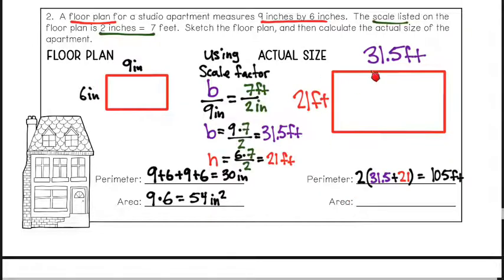Remember the area again, base times height. I go ahead and do 31.5 times 21, and I'm going to get a grand total of 661.5 square feet.